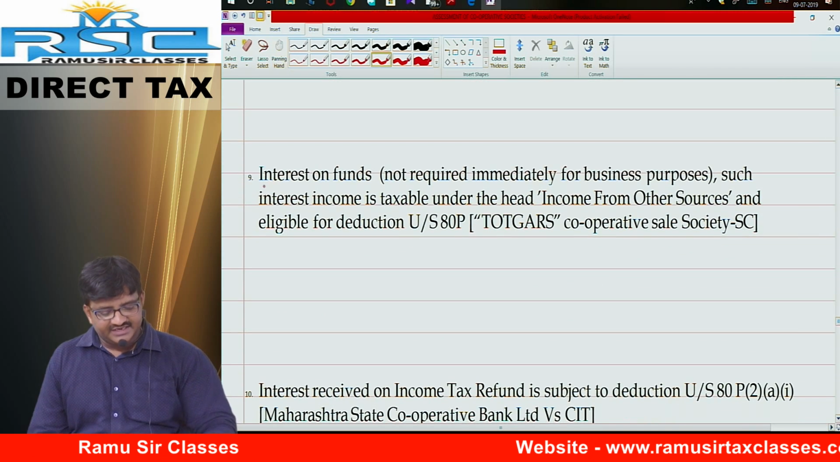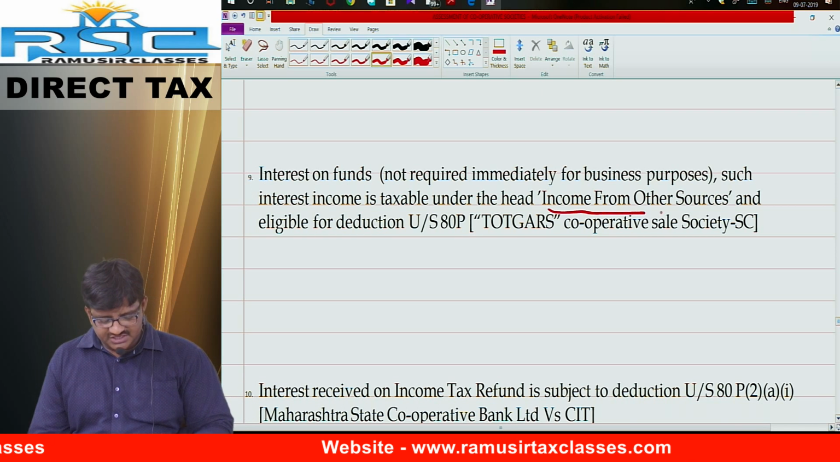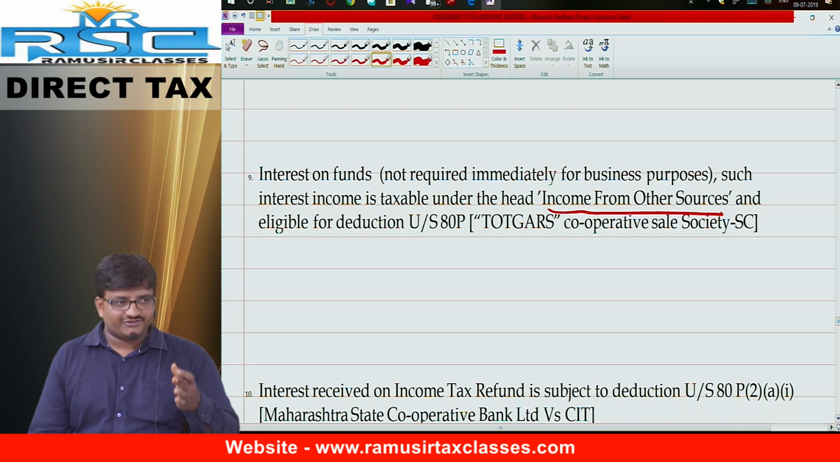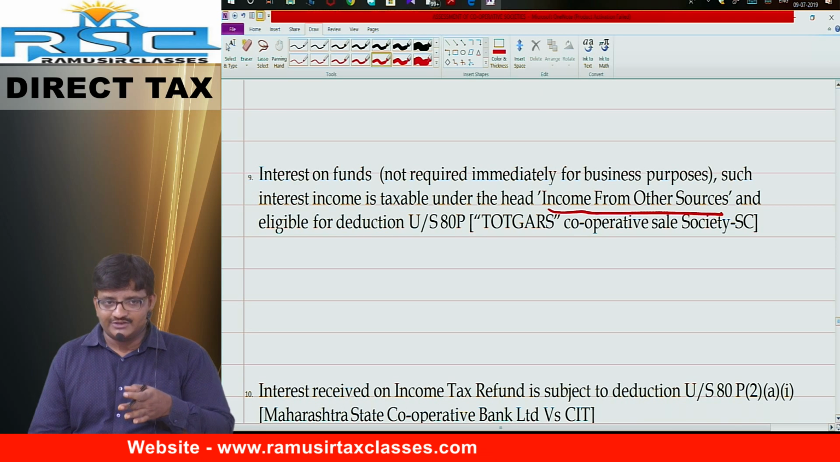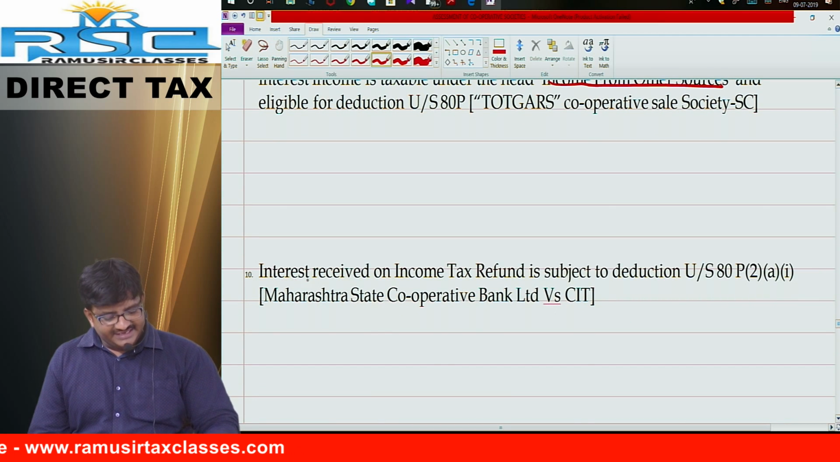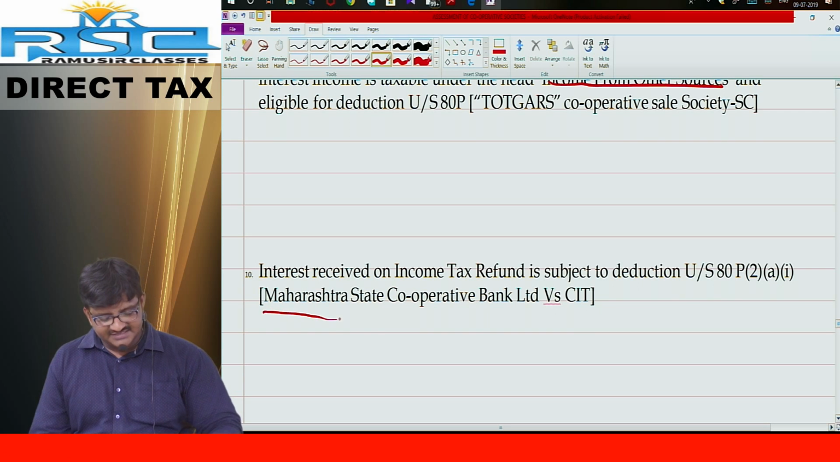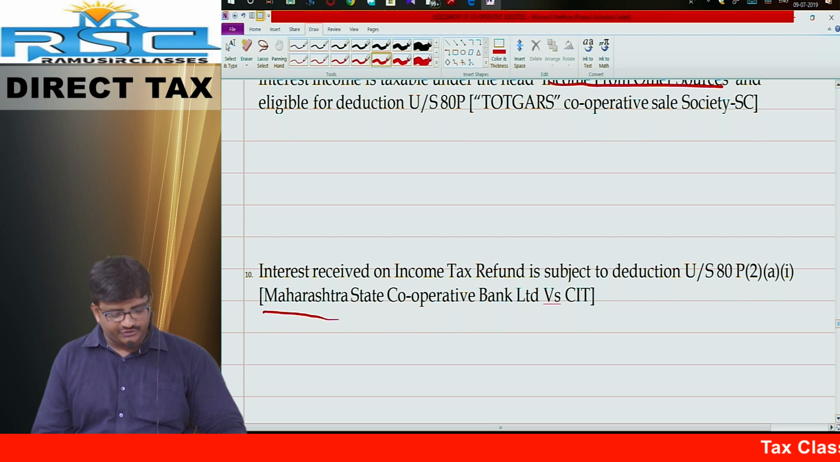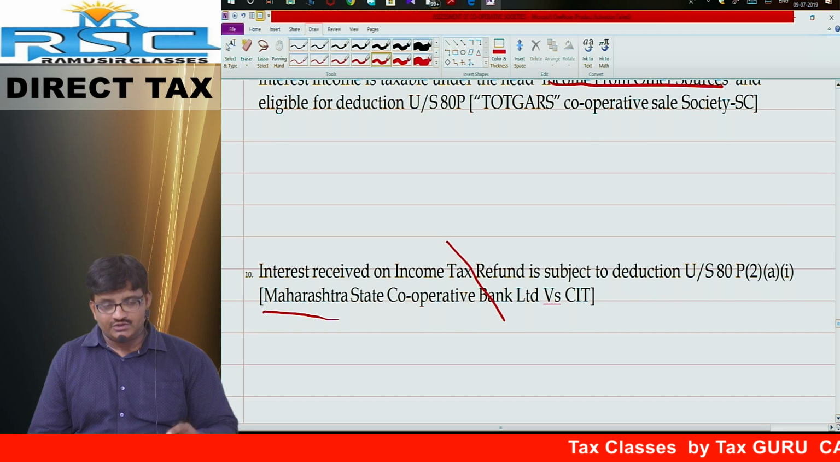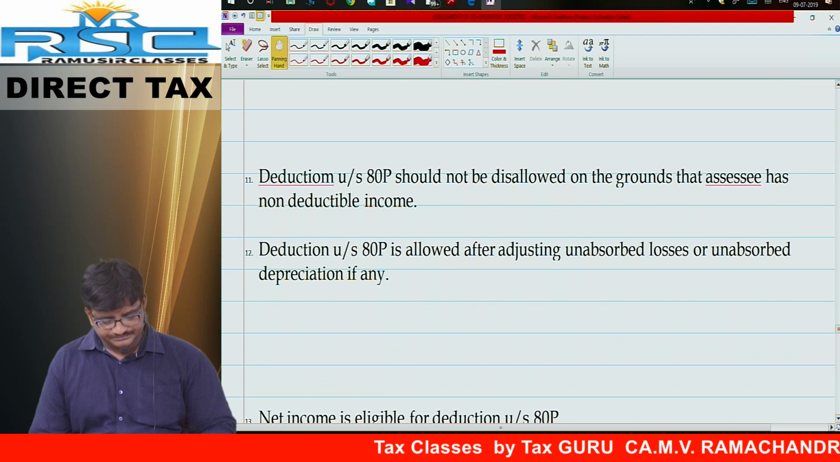Next one, friends, interest on excess funds. Excess funds are generally taxed as income from other sources because the funds are not useful for immediate usage in the business. It is taxable under income from other sources. Next one, friends, interest received on income tax refund is also claimed eligible for deduction. This is a different, surprising case law, Maharashtra State Cooperative Bank Limited. But anyhow, friends, this is an old provision. Anyhow, I told you nowadays banks are not eligible for deduction under 80P.